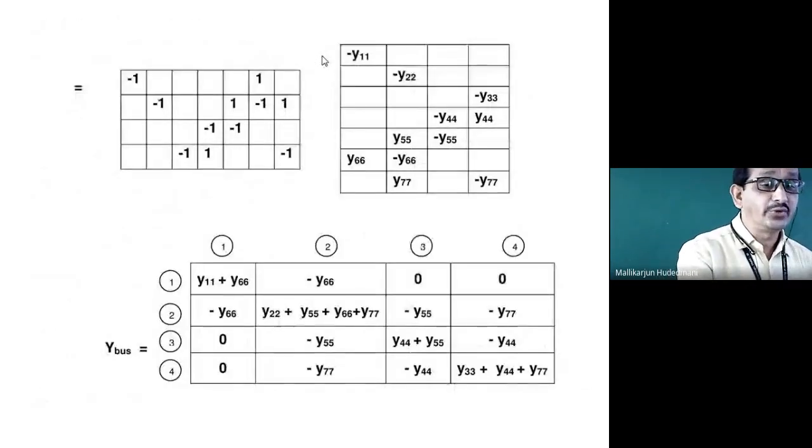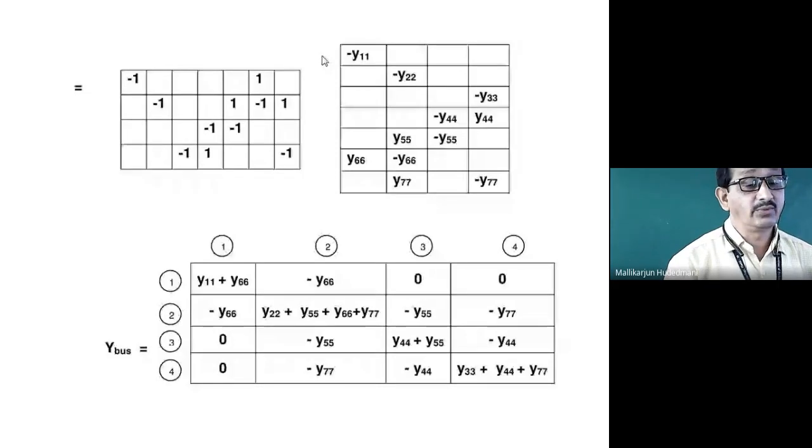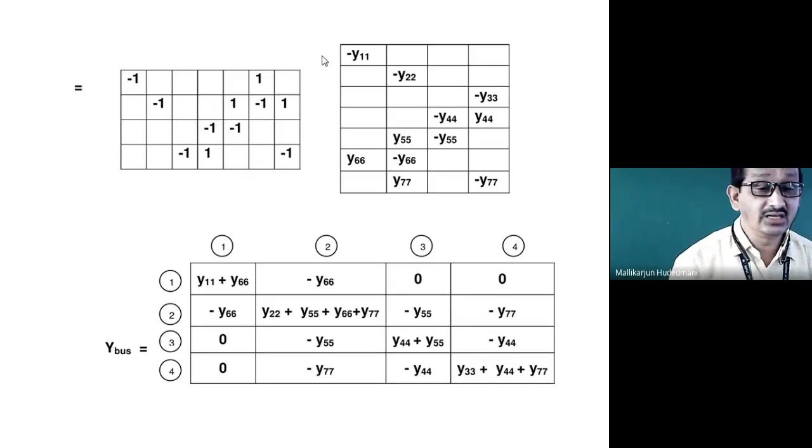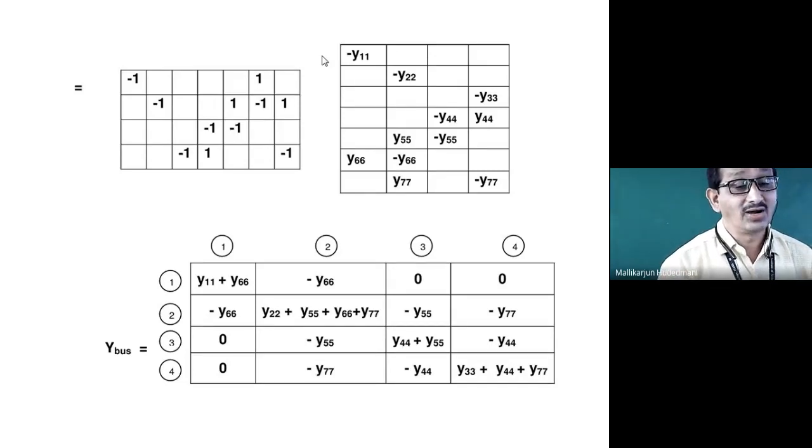Likewise, you just move with the third bus. Y33 means 3 cross 3. How many elements are interconnected? 2 elements: element number 4 and element number 5, with the admittances Y44 and Y55. When I take the addition, that results in the 3 cross 3 element of Y bus. Similarly, go to the fourth element, 4 cross 4, diagonally. There are 3 elements, you are witness. Element number 3 incoming, element number 4 outgoing, element number 7 incoming. There were 3 elements interconnected to bus number 4.